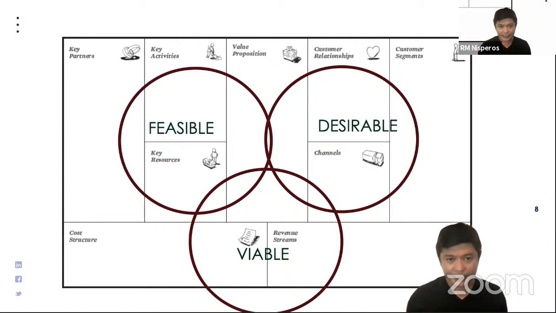So basically, the 9 building blocks form part of our business. And we need to see that a business, kaya bilog-bilog yung ginamit ko dyan, feasibility, desirability, and viability. When you change, let's say, a customer segment. So maybe gumawa na kayo ng business model. You change your customer segment.